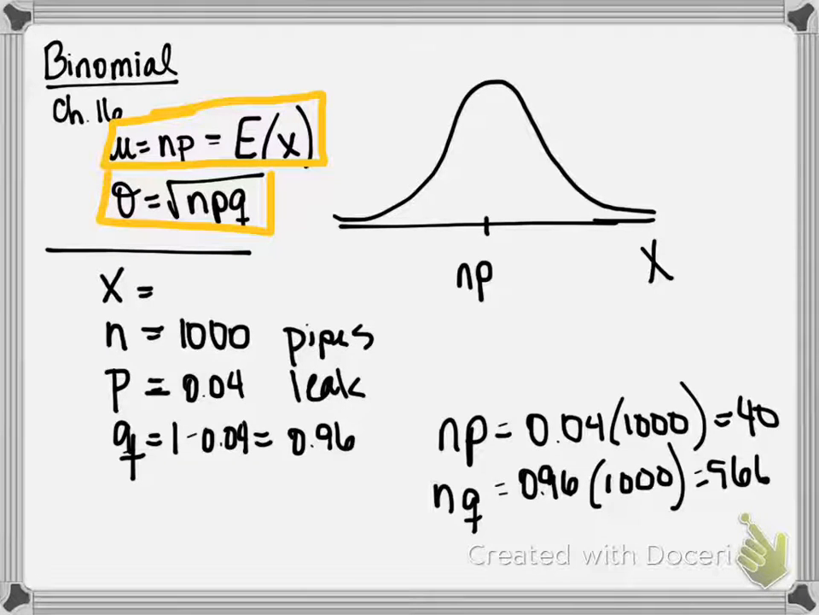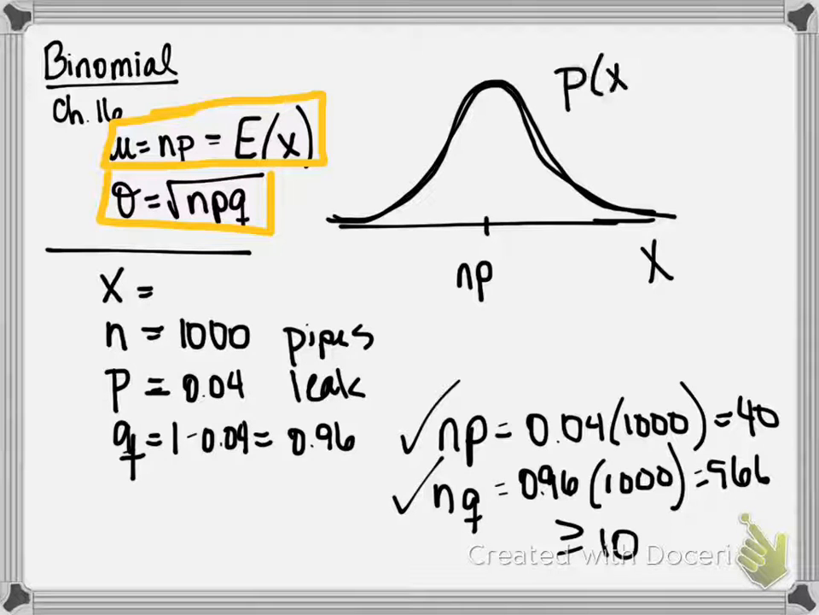All right, what I just showed here is np and nq are both greater than or equal to 10, and so we can approximate this using the normal distribution. So we could ask, what is the probability that you'll have less than or equal to 30 leaks? In other words, if you'll have 30 leaks or less. Well, we can do this by using our normal distribution as an approximation to binomial.